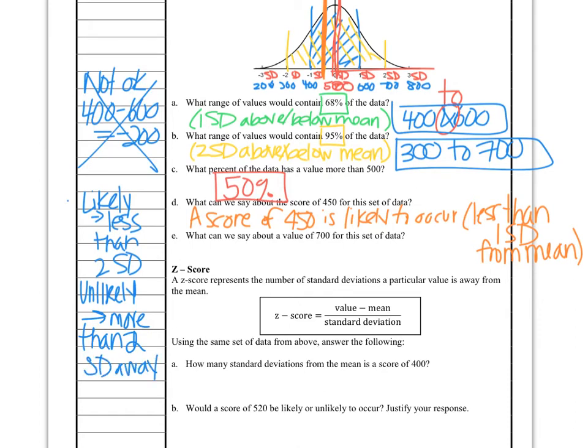And this is, of course, away from the mean. So likely to occur is less than 2, unlikely, or a rare occurrence is more than 2 away. So when we look at 700, for example, 700 lies right at that 2 standard deviations away. So a score of 700 is pretty unlikely.